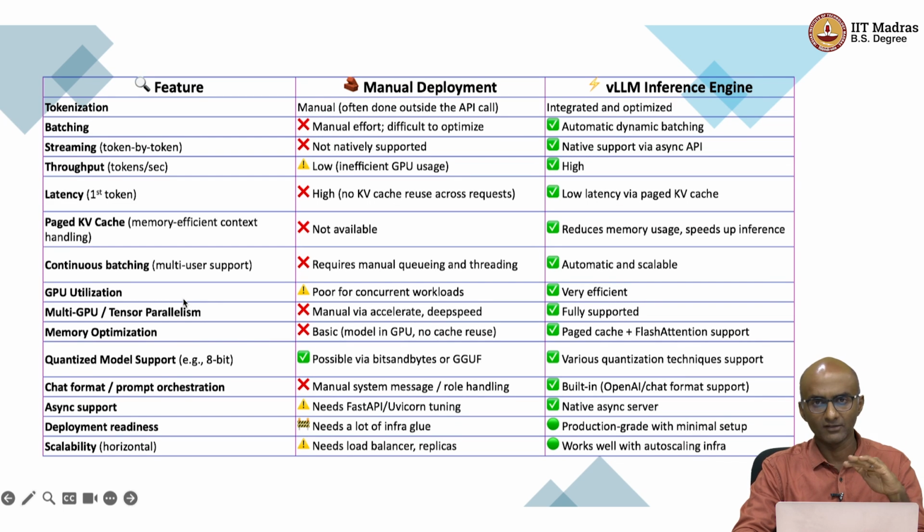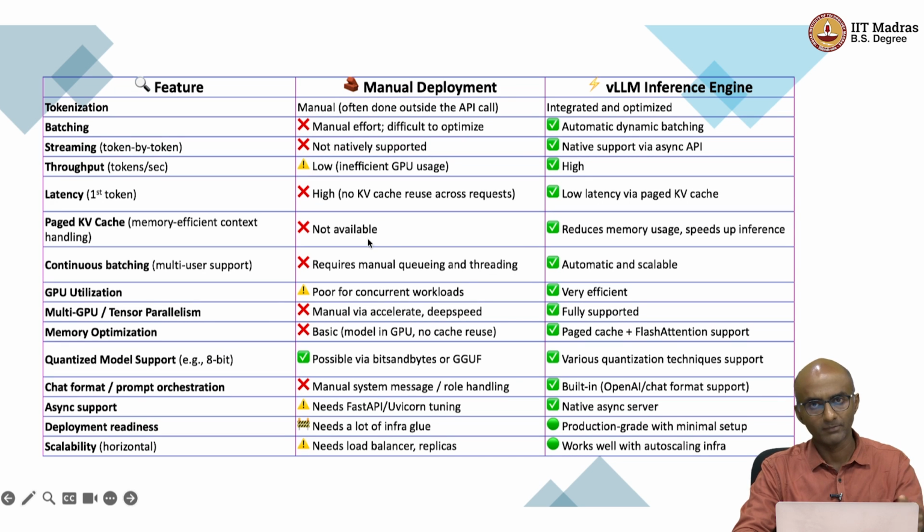Multi-GPU parallelism or tensor parallelism is natively available, whereas with manual deployment, you'll have to use the appropriate packages from something like Hugging Face. Memory optimizations are better with advanced features like flash attention. Quantized models are natively supported.